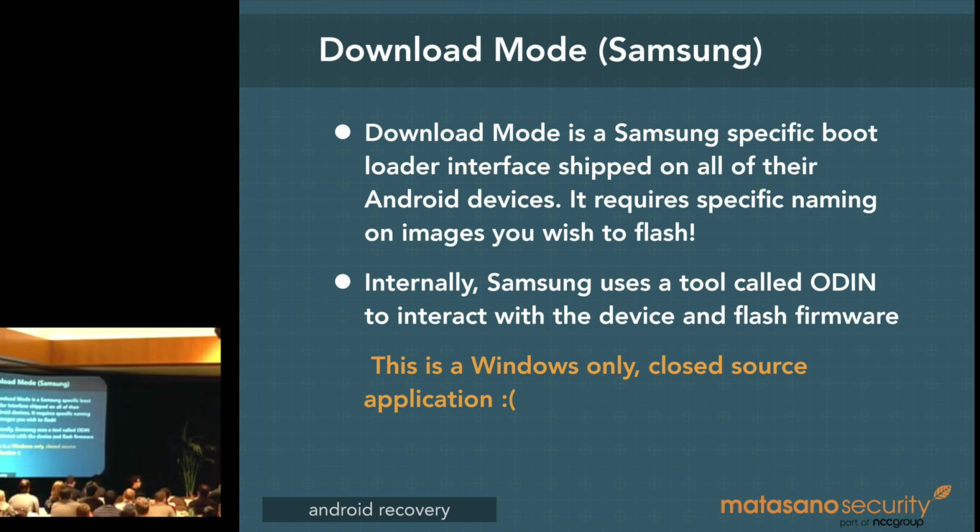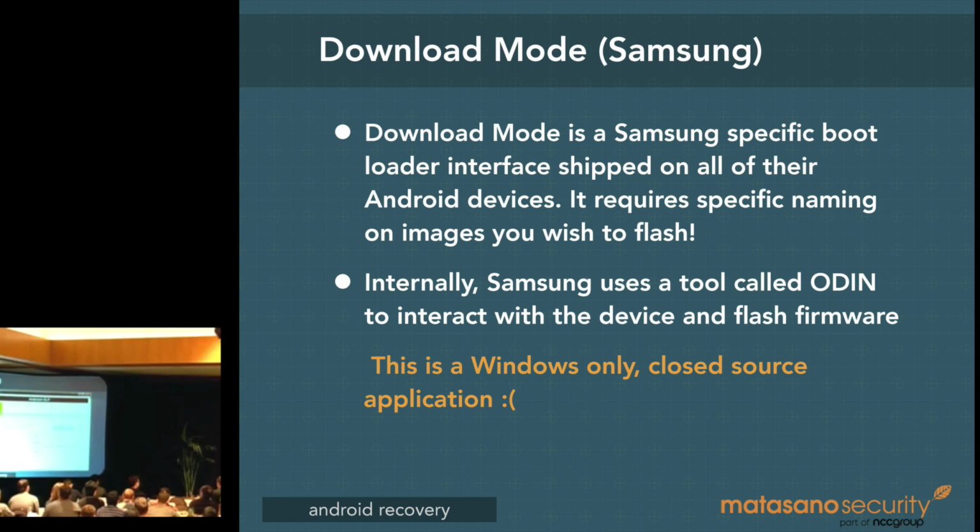So as I mentioned, download mode is a Samsung-specific bootloader interface. It's shipped on all of their devices. It requires specific naming of images, which can be a little tedious, but it's not really that bad. And internally, Samsung uses a tool called ODIN to interact with this. Unfortunately, this is a Windows-only closed source application that's leaked from Samsung internally. And assuming you don't have something on Verizon or AT&T, which actually does enforce boot image signing, all their international phones and phones on other carriers have this mode. And this is essentially a super permissive bootloader mode.